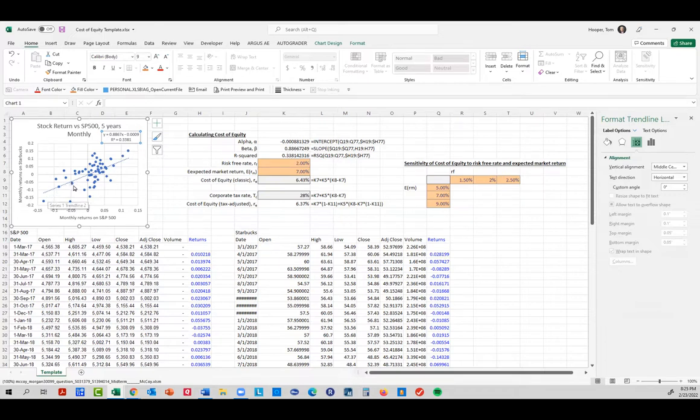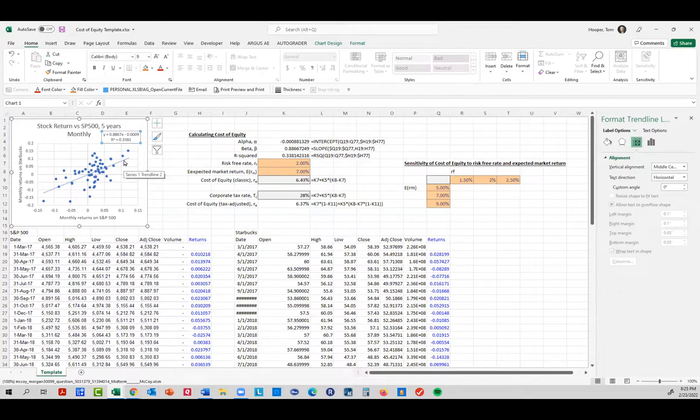What that's saying is that when the S&P 500 has a good month, then usually Starbucks also has a good month. When the S&P has a poor month, Starbucks usually has a poor month. This line is of interest for two reasons. One is the slope of that line. If the slope were exactly 1, it would say that every time on average the S&P went up 10%, Starbucks went up 10%. What if Starbucks goes up more when the S&P is up, and goes down more when the S&P is down?